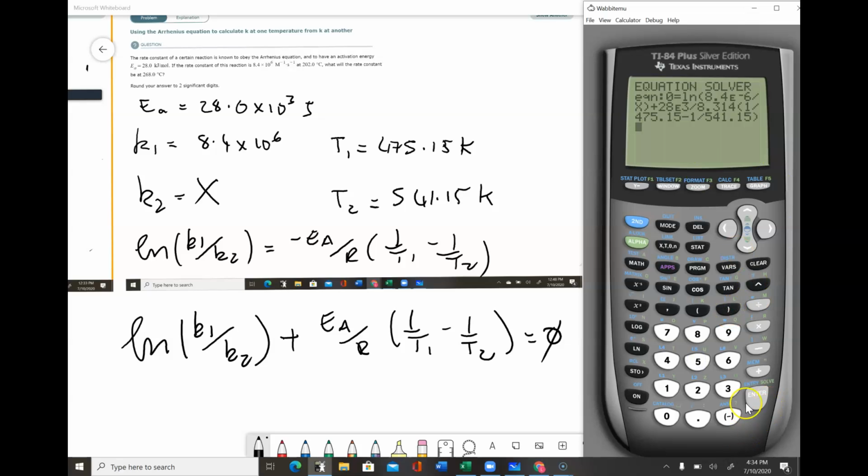Okay, and so now when I press enter, it's going to ask me to put a guess in for my X. And all I know is that it's going to be bigger than 8.4 by 10 to the 6. So why don't I put it in as 9 by 10 to the 6, okay? Now, if I want to, I could change the bounds, but I'm not going to bother. So I'm just going to go alpha, solve.